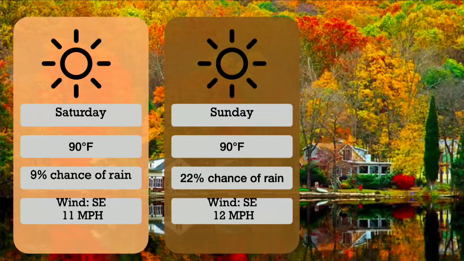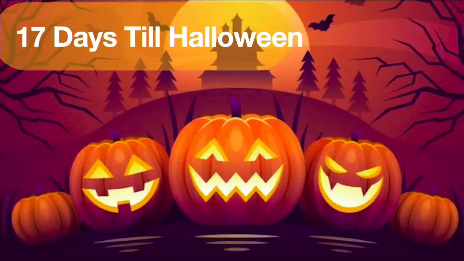Also looking further into the weekend, the temperature is going to rise up to the low 90s, exactly at 90 degrees, with the winds blowing at 11 miles per hour from the southeast, and the rain's going to be picking up at 9 miles per hour, a 22% chance. Also, Halloween is exactly 17 days away, so get your candy ready for Halloween night. That's all for the weather this week, and back to the anchors.